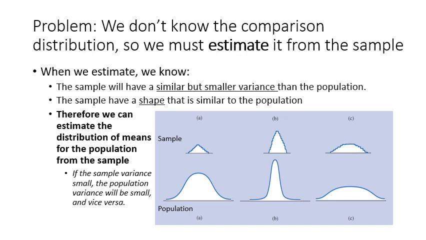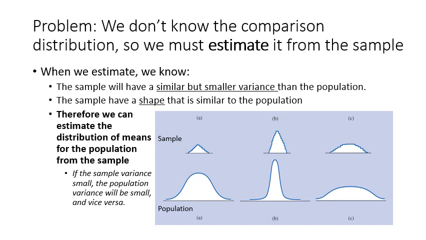So what's the problem? The problem is we don't know the comparison distribution. We don't know the characteristics for step 2, so we have to estimate it from the sample. So this is what we do know. When we estimate from a sample, we know that the sample will have similar but smaller variance than the population, but a shape that is similar to the population.